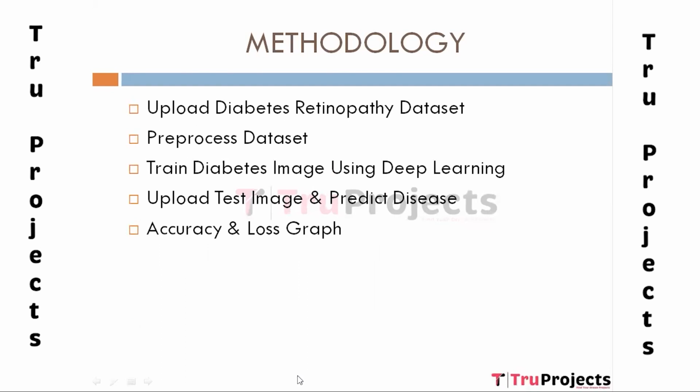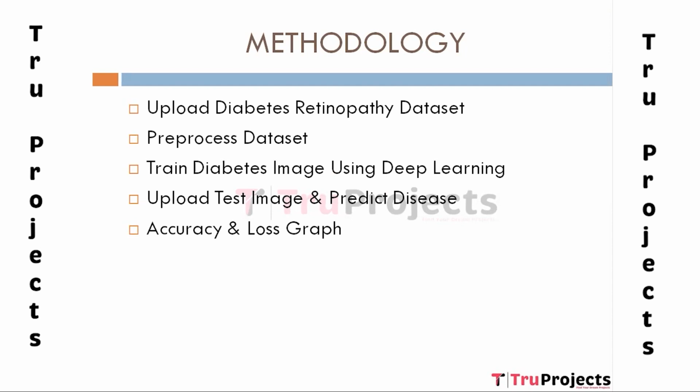First one, upload diabetic retinopathy dataset. Using this module, we will upload the dataset training images. Then the second module, pre-processing images. Using this module, we will read all the images and then normalize them by converting all pixel values to between 0 and 1. Dividing each pixel value by 255 will convert the image pixels to between 0 and 1.